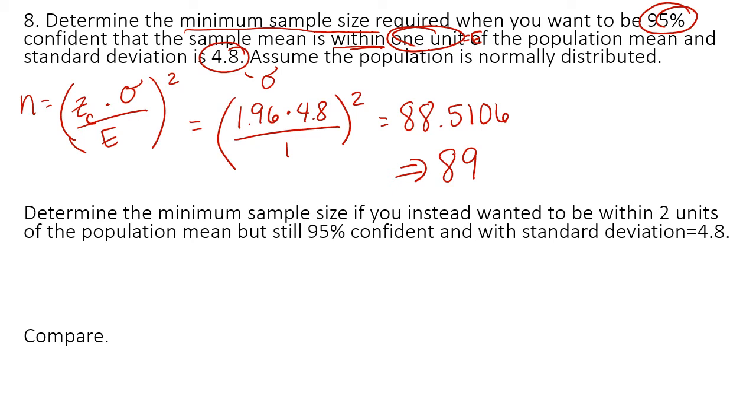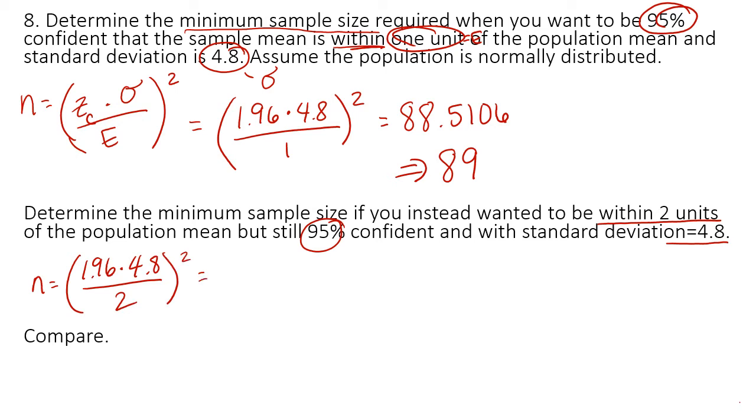So let's do it again, but now we want to be within 2 units. We're still going to be 95% confident, and we still have a standard deviation of 4.8. Again, this is a population standard deviation, which is why we're using the normal distribution's z in our formula. If instead we had the sample standard deviation, we would need to use a different formula. So we plug in 1.96, we multiply it times 4.8, but now our margin of error is 2.